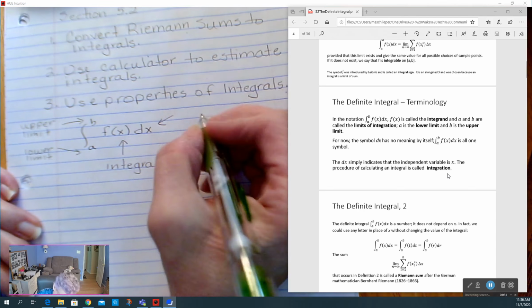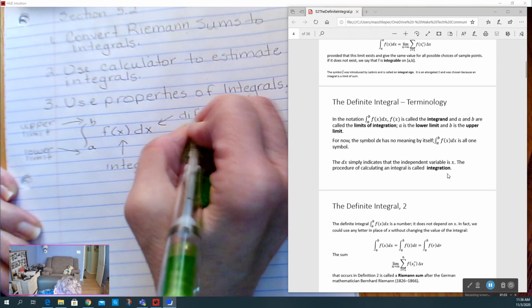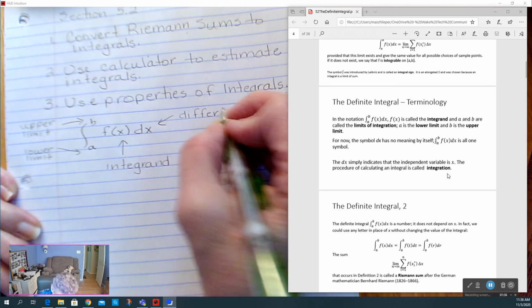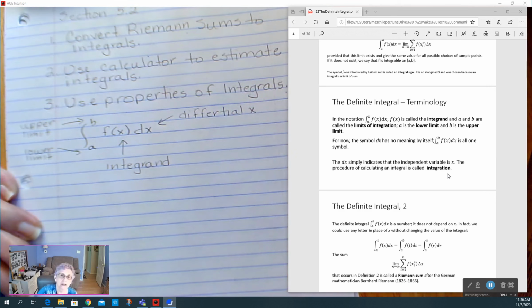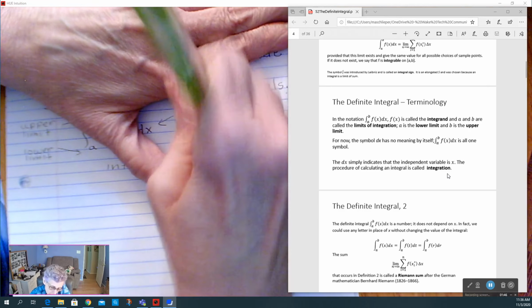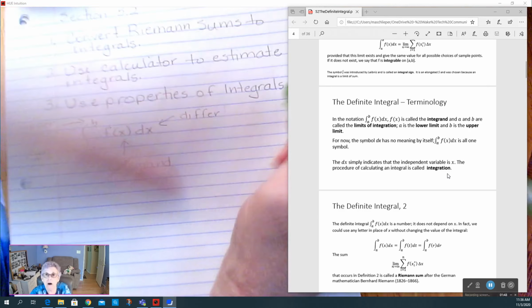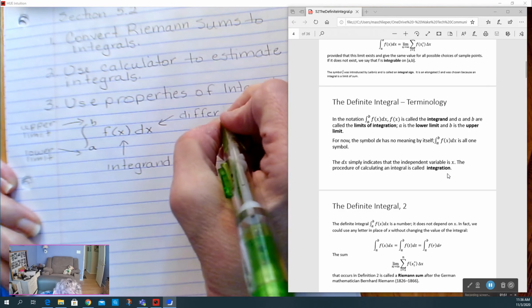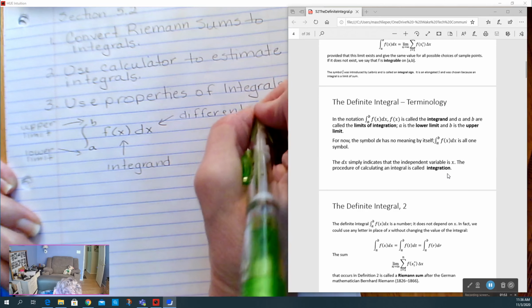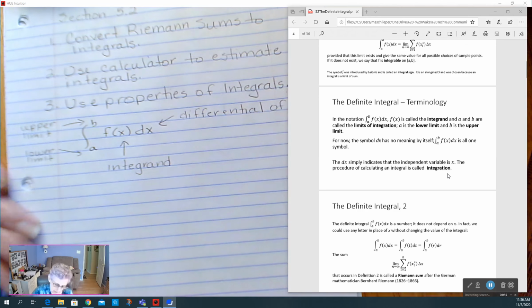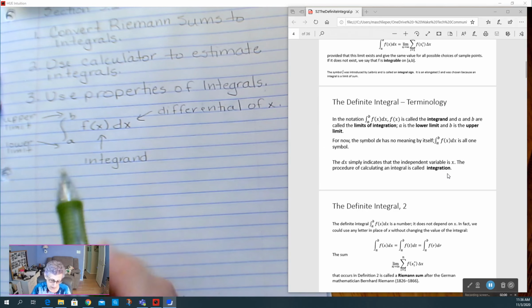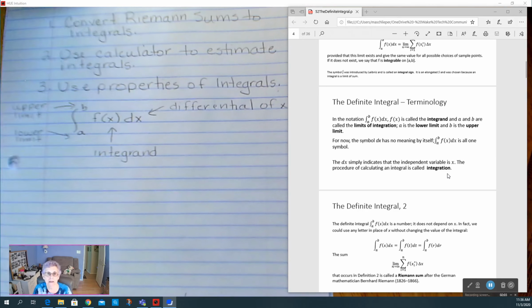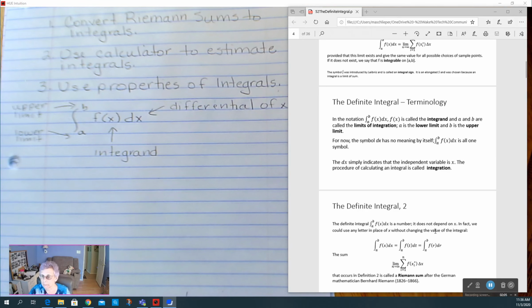Dx, the differential x, you learned about before the last test. It is the differential x, and I spelled that wrong, but it's also a reminder of what we are integrating with respect to. Differential of x. So it's a reminder of what we are integrating with respect to. We're integrating with respect to x in this case. Okay.